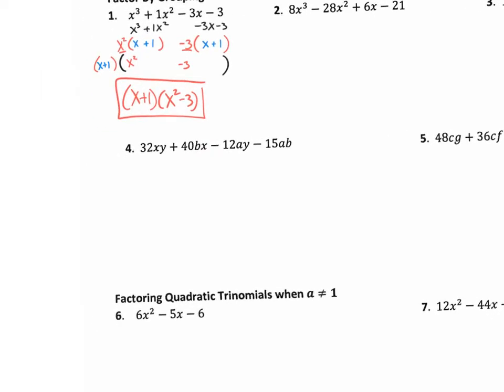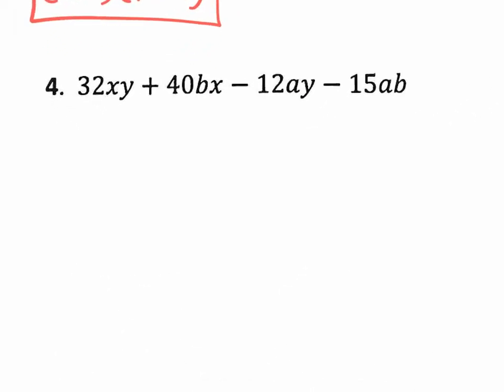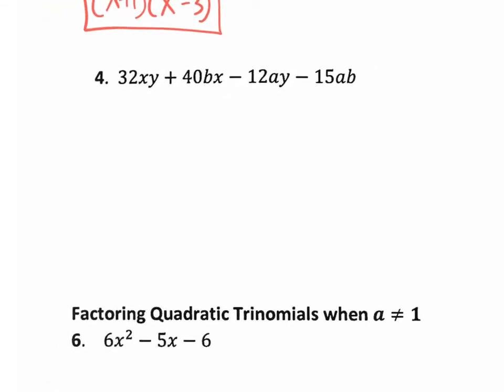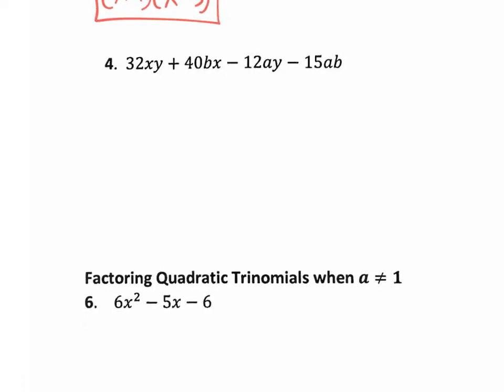Even 4 and 5, these look weird, but it's done the same exact way, guys. Just separate them into two groups. Factor out something from the first group, factor out something from the second group, take a step back, factor out the common binomial from both groups.